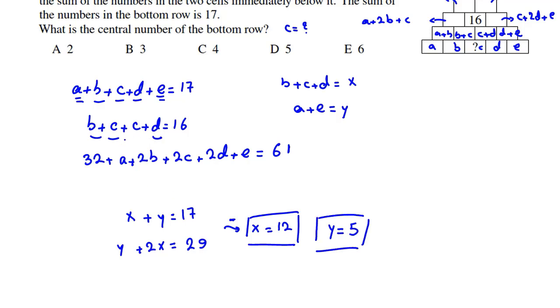Now if you use the second equation, X is B plus C plus D, which was 12. 12 plus C is 16. And if we subtract 12 from both sides, C equals 4. So the answer is 4.